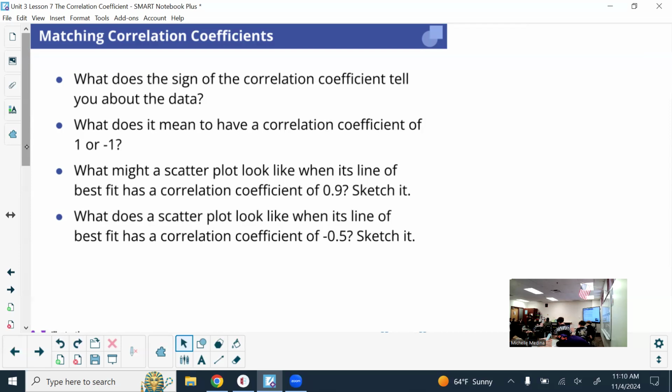What does the sign of the correlation coefficient tell you about the data? Just think about it, don't say it yet. So table 6. What does the sign of the correlation coefficient tell you about the data? Like if my R value is positive, what does that mean?